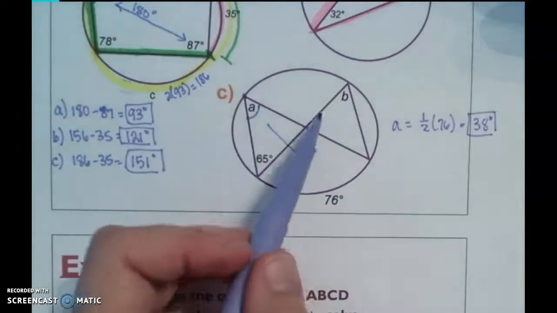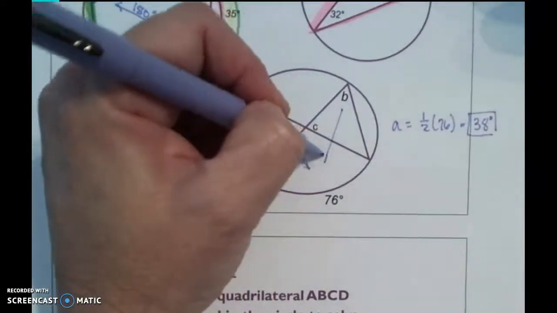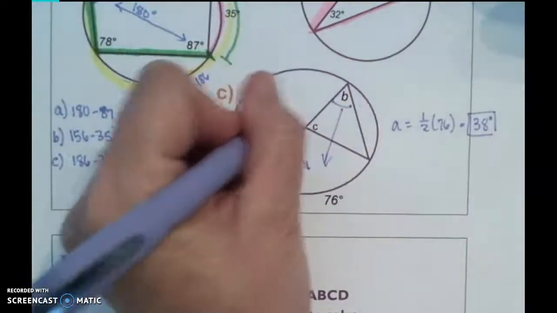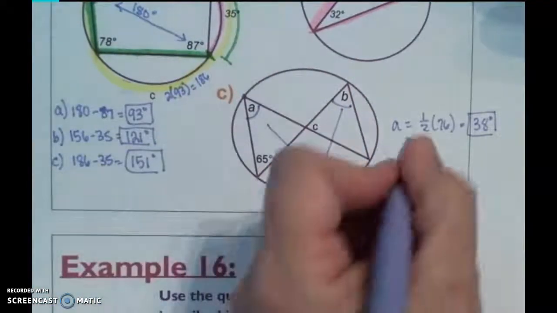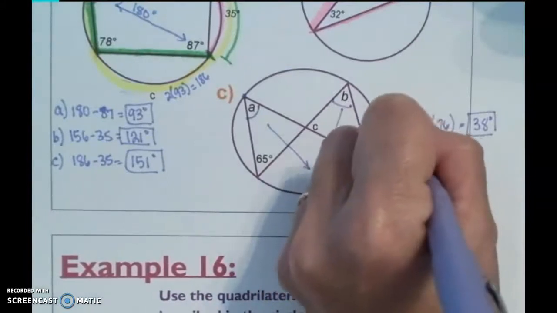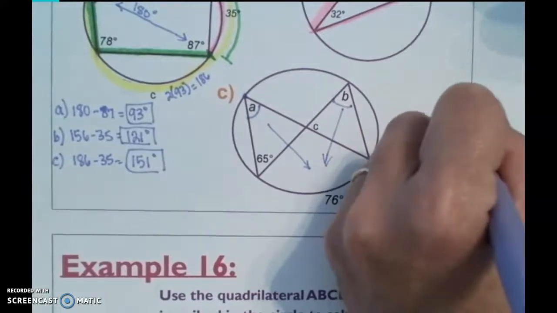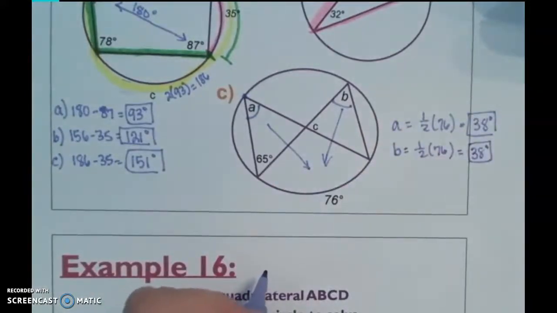We've already talked about this. If you look at B, B has the same intercepting arc. You learned that these 2 angles are congruent if they have the same intercepting arc. So you can either do the work again if you couldn't remember that, or if you did, you would just go straight to the 38 degrees.